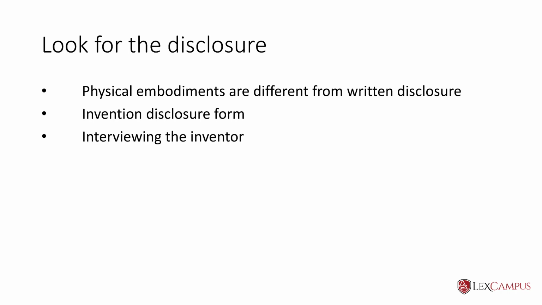Another way to get information from the inventor is by interviewing the inventor. This is the traditional way in which the patent attorney interviews the inventor, asks a series of questions, gets replies to the questions, and eventually will be able to get a good disclosure from the inventor through the interview.